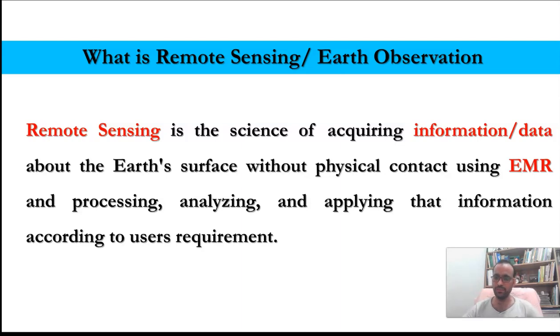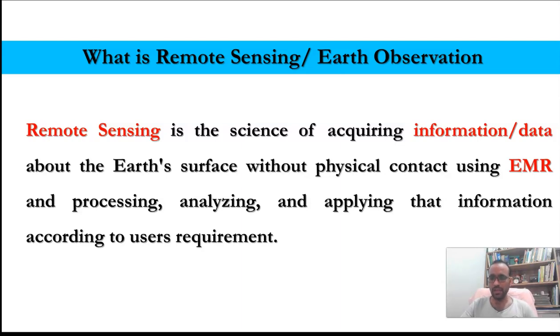So what is remote sensing or Earth observation? By definition, there are lots of definitions, so I just generalize the definition for you. Remote sensing is the process of acquisition of data from space. You can also add airborne aircraft, and without any physical contact. It means we don't have any physical contact between the satellite platform or air-based platform and the earth surface. So we are using electromagnetic radiation to acquire the data from the earth.